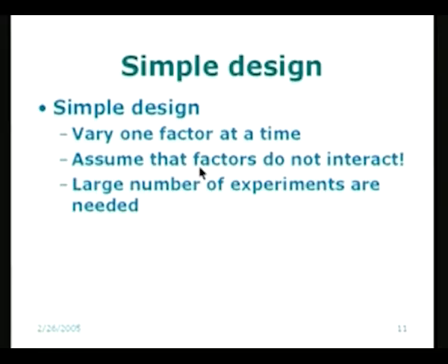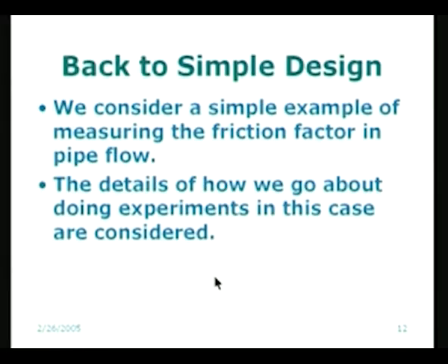Sometimes what we do is we simply assume that factors do not interact or interact in a particular way, and then we simplify or reduce the number of experiments. In general, the simple design requires a large number of experiments, and that cannot be avoided. But let me just take a simple example which is shown, which is going to be discussed in some detail for the rest of the lecture.